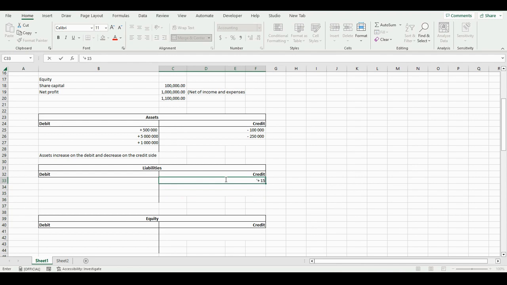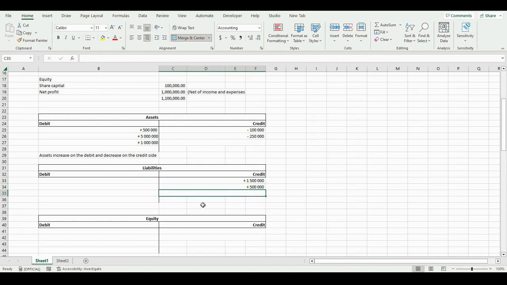You buy a truck for 1,500,000, your liabilities increase here. You go buy more stock on credit, you've got a good relationship with the supplier, they say, okay, we can give you this stock for 500,000 on credit. It's going to increase on the credit side. The plus just reflects the increase. They give you stock for 500,000. You owe these people 500,000 now.